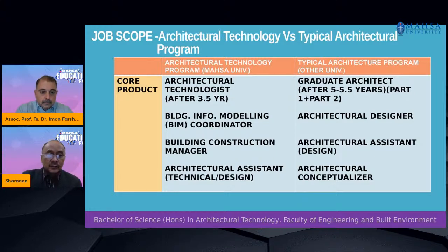Yeah. So after 3.5 years, the graduate can work as an architecture technologist, or work as a BIM modeler. But not only that, they can also work with an architecture firm as architectural assistants, or look at technical design or certain aspects of design. Okay, and also they can work with construction companies, with contractors, supervising the construction on site. So you can see that there's a slight difference in the focus here.